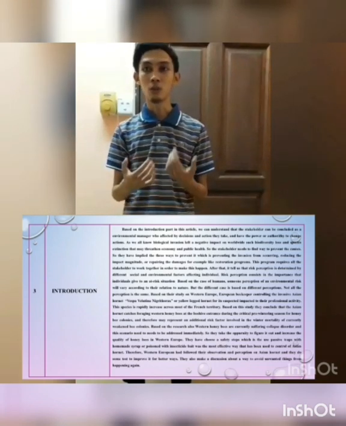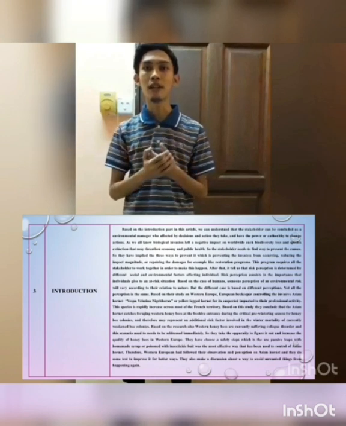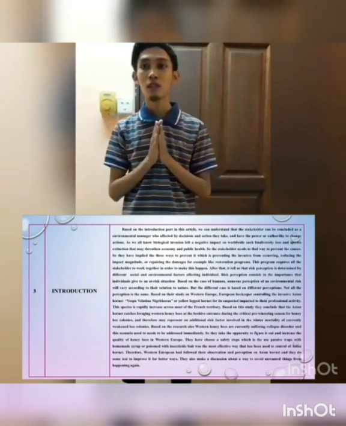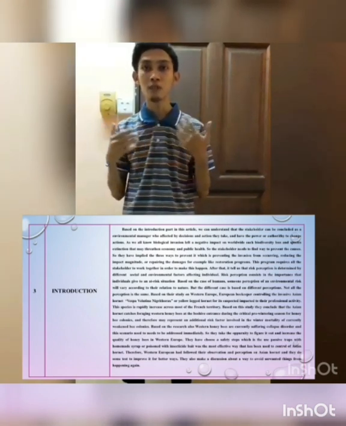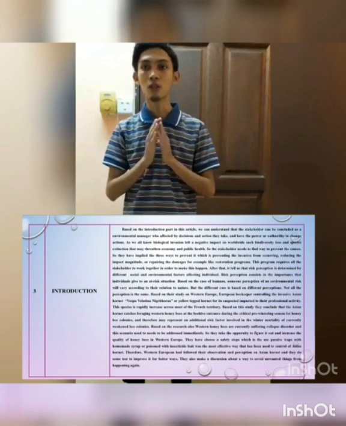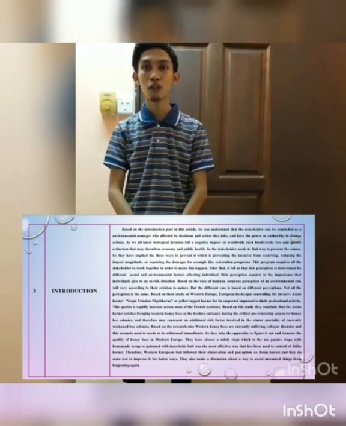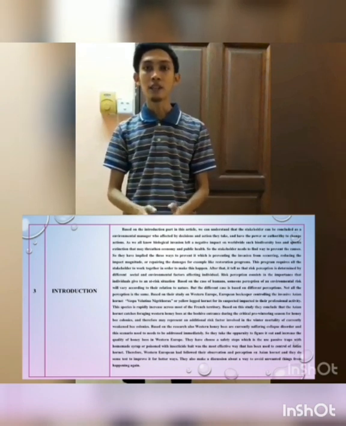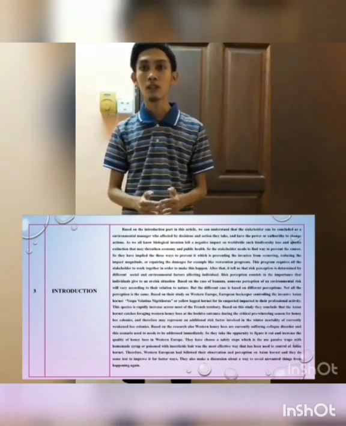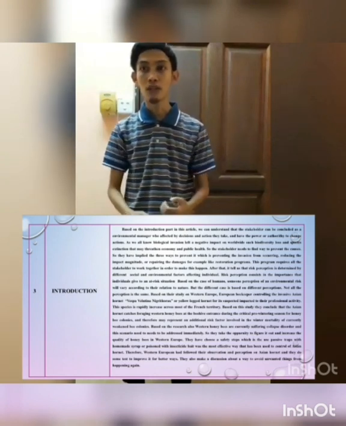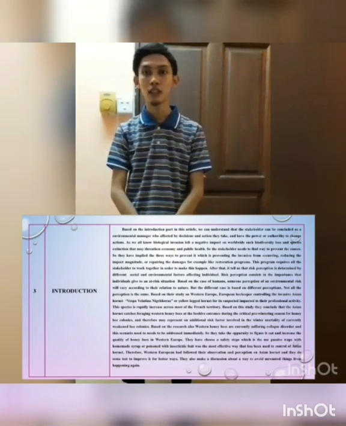Based on their study in Western Europe, European beekeepers are controlling the invasive Asian hornet, Vespa velutina nigrithorax, whose famous name is the yellow-legged hornet, for its suspected impact on their professional activity. This species is rapidly increasing across most of the French territory. The study also concluded that the Asian hornet catches foraging western honeybees at the beehive entrance during the critical pre-wintering season for honeybee colonies, and therefore may represent an additional risk factor in the winter mortality of currently weakened bee colonies.